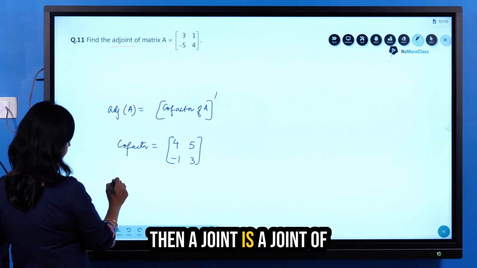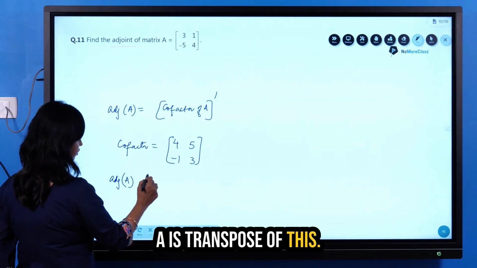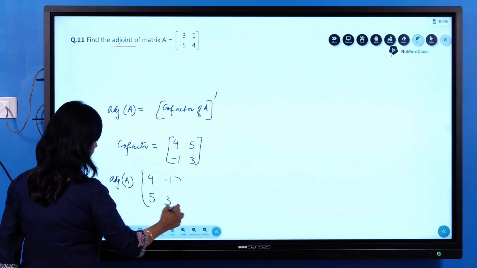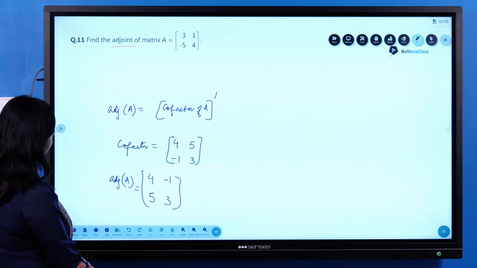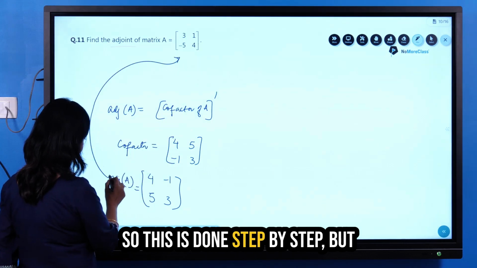Then adjoint of A is transpose of this. So 4, 5, -1, 3. Okay. So this is done step by step.